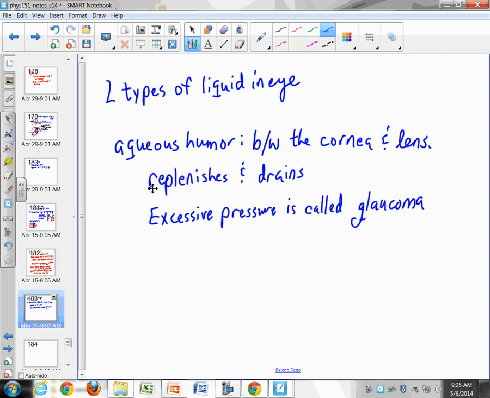Either that drainage is blocked in some way, or you're producing too much of this fluid that's in the aqueous humor, which, by the way, it mentions in the book that this is mostly water, and you can tell that because the index of refraction is very close to that of water, so it's mostly water. The aqueous humor, and then we also have the vitreous humor.